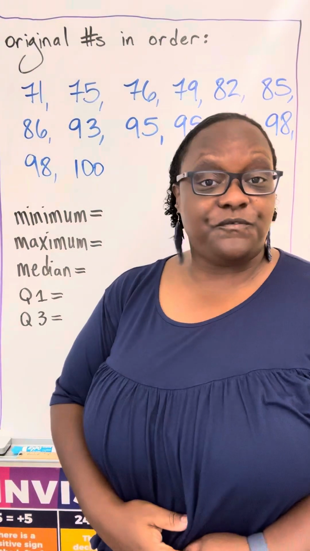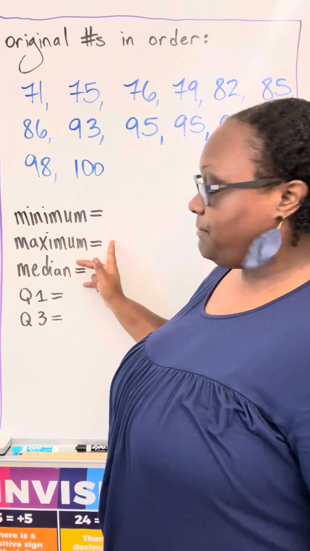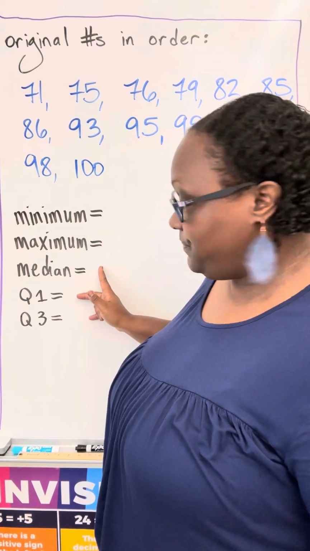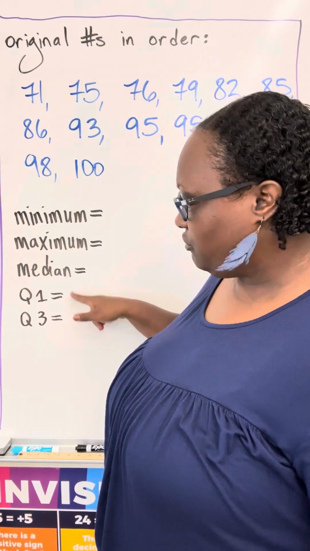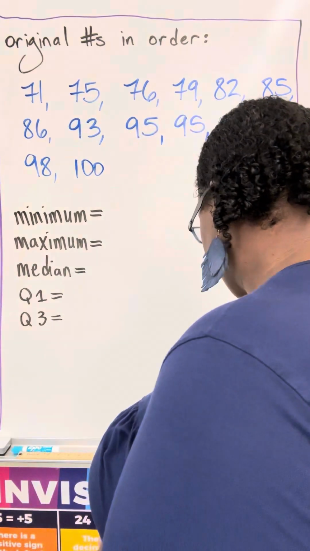From there, you need 5 things. You need the minimum number, the maximum number, the median number, the one in the middle, the Q1 and Q3. Now, Q1 and Q3 I will explain when we get there, but let's go one thing at a time.